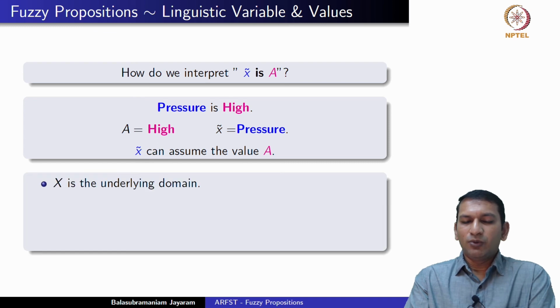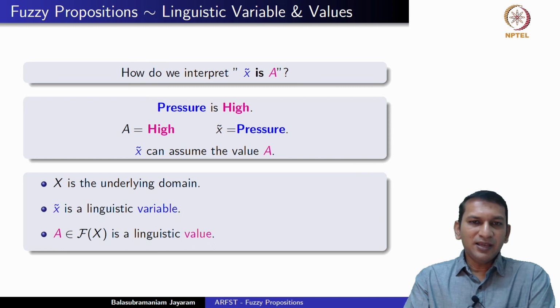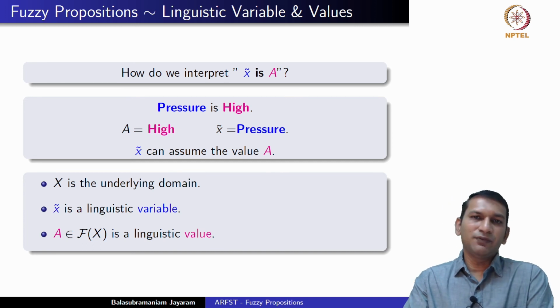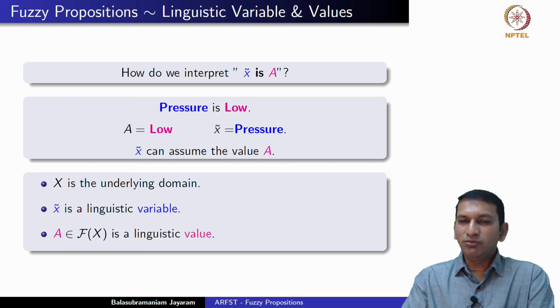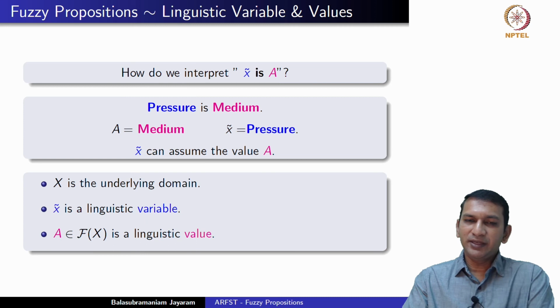Now, once again, x is the underlying domain. We call x tilde a linguistic variable. And A, coming from F of x, which is a fuzzy set, we say is a linguistic value. So x tilde is the linguistic variable and A is the linguistic value that it can assume. Now, in this case, A was high, but A could as well be low, which is again a fuzzy set defined on x. It could be medium, another fuzzy set defined on x.